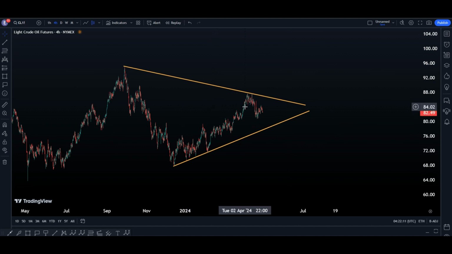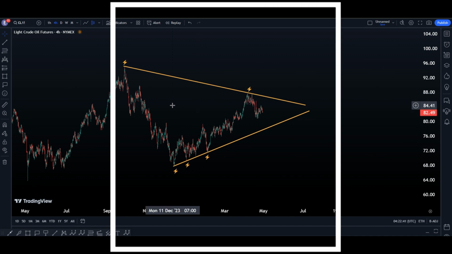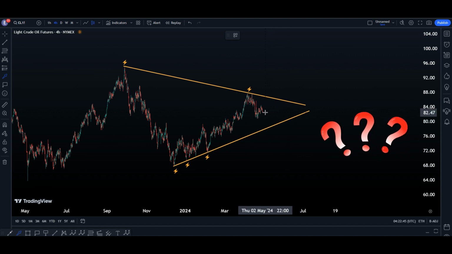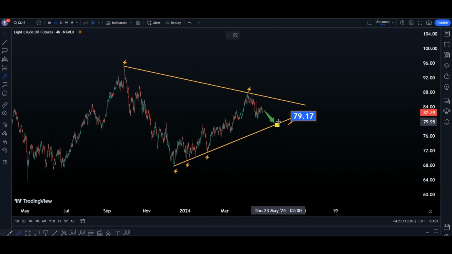And finally, this big triangle in 240-minute chart, market can touch this lower line from this triangle. And after that, maybe another bullish trend.